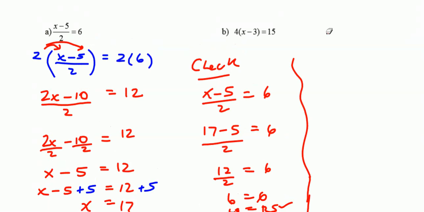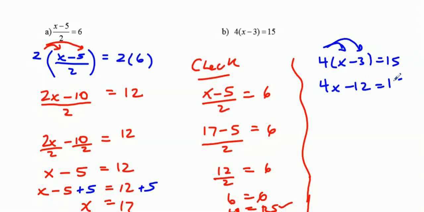Okay, for this last one, we've got brackets that we need to get rid of. Okay, so I think the very first place that we would start here would be to distribute that 4. I'll just rewrite the question. So distribute that 4 into the brackets. So this is going to become 4x minus 12 equals 15.